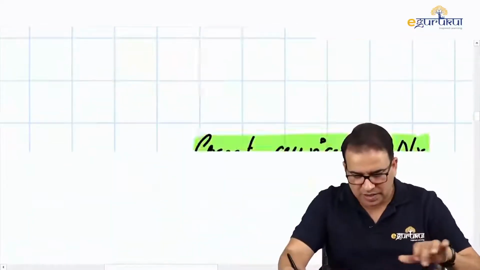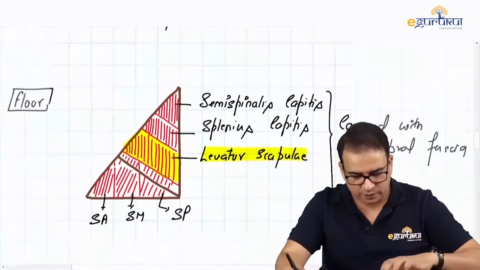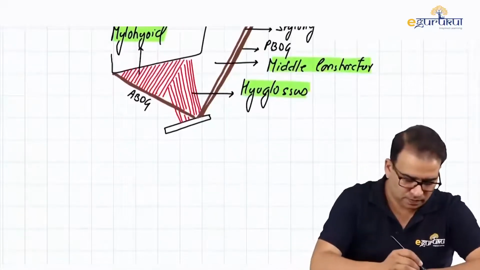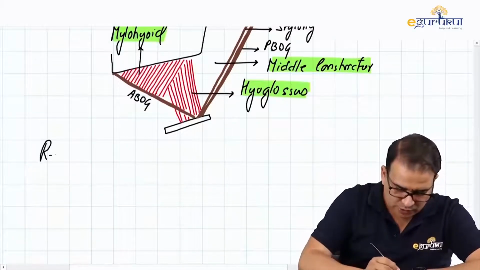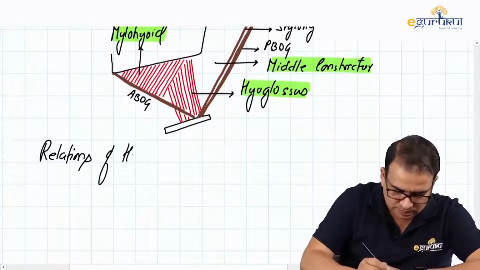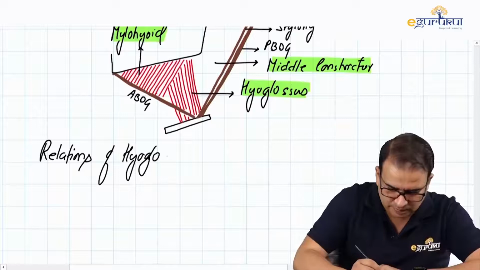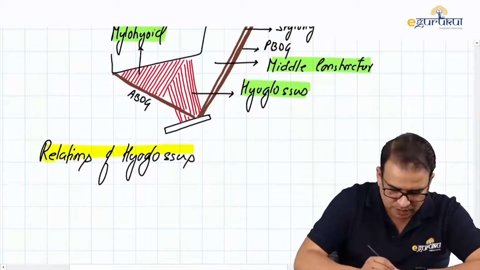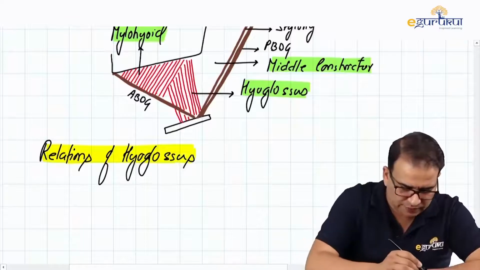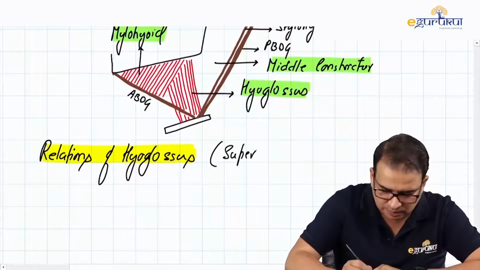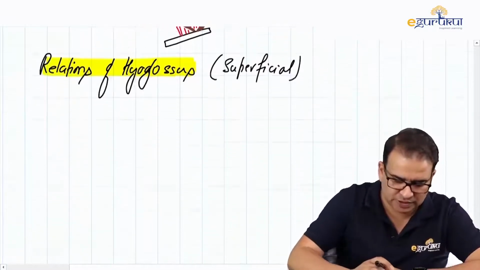So let's approach this triangle from the hyoglossus point of view. We are going to discuss the relations of hyoglossus. And in the first go, we are talking about the superficial relations. First, let's look at the superficial relations.